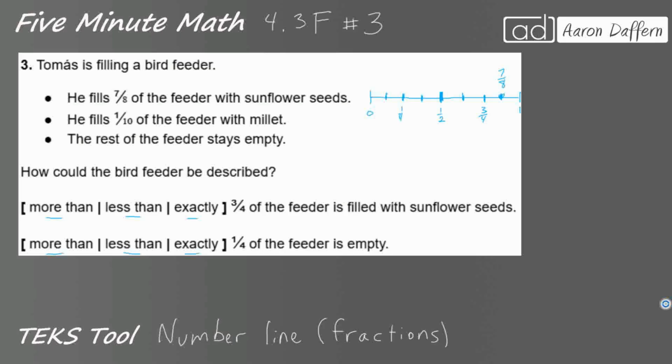So this whole thing is filled with sunflower seeds. And if we're dealing with the same whole, there's not much room left. I mean, that's basically it. So that 7/8 lands right in between the 3/4 and 1, so it's more than 3/4, less than 1. There's not much room left. Let's see what we could do with this millet.